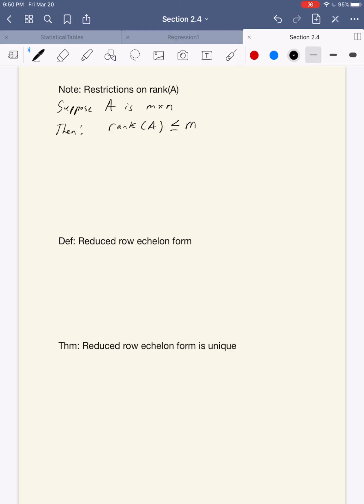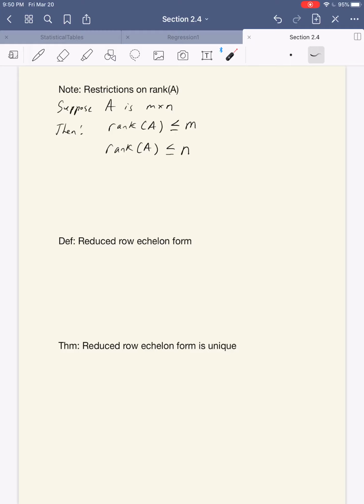However, even though maybe it's not as clear, the rank of A is also limited by the number of columns. Now you might say, why is that the case? I mean, this first statement should be very clear. The rank is the number of non-zero rows once it's in row echelon form, so it is certainly limited by the literal amount of rows. But why is the rank limited by the number of columns?